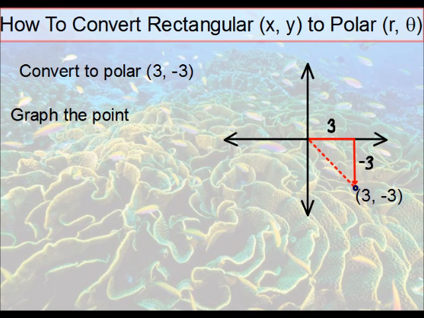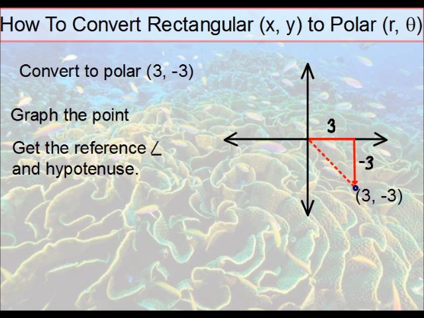Now here's what you want to find. You see this distance here from the origin to the point. Well, that's the radius of a circle that this point is on. We want to get the length of the hypotenuse for this right triangle. That would represent the radius. We're also going to need to know the reference angle. That's that angle right here that I'm shading in.